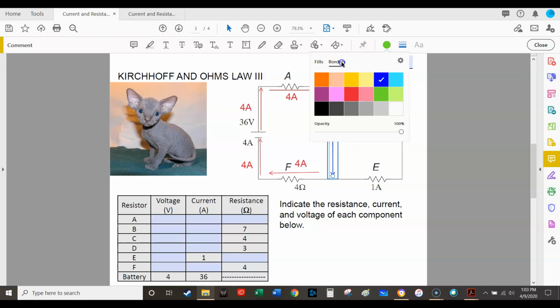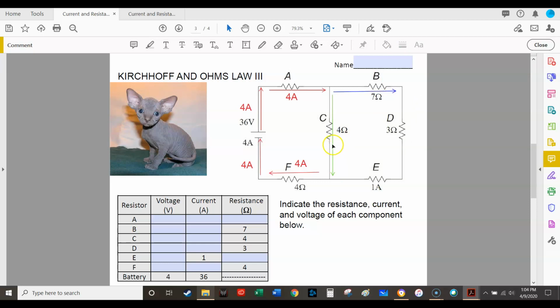I'm going to use green for the current that's heading down. Okay? So red is going in, blue is going to the right, green is heading down. That blue current is going to head across R3. It's going to head across the D resistor.